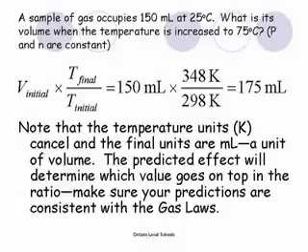When we do this, the Kelvin units will cancel and we'll be left with milliliters as a unit, which means a unit of volume. And it's very important to know again that since the effect of the temperature change on the volume is to increase the volume, since the temperature increased, the ratio has to be set up so that the ratio is greater than 1. So that's what we've done here. And note that the temperature units, Kelvin, cancel. Final units are milliliters. The predicted effect will determine which value goes on top in the ratio. Make sure your predictions are consistent with the gas laws.